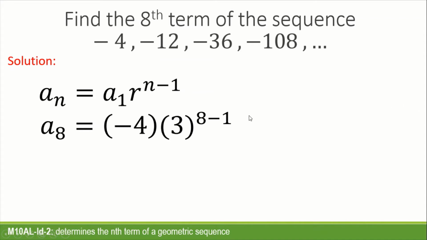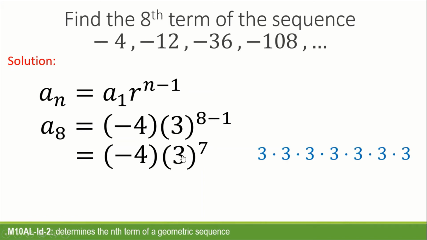Now, simplify natin ang exponent. So, magiging negative 4 times 3 raised to the 7th power kasi 8 minus 1. Sabihin ng 3 raised to 7. So, hindi siya 3 times 7 equals 21. So, ang gagawin natin, 7 times natin i-multiply ang 3 sa sarili niya. And that is 3 times 3 times 3 times 3 times 3 times 3 times 3.